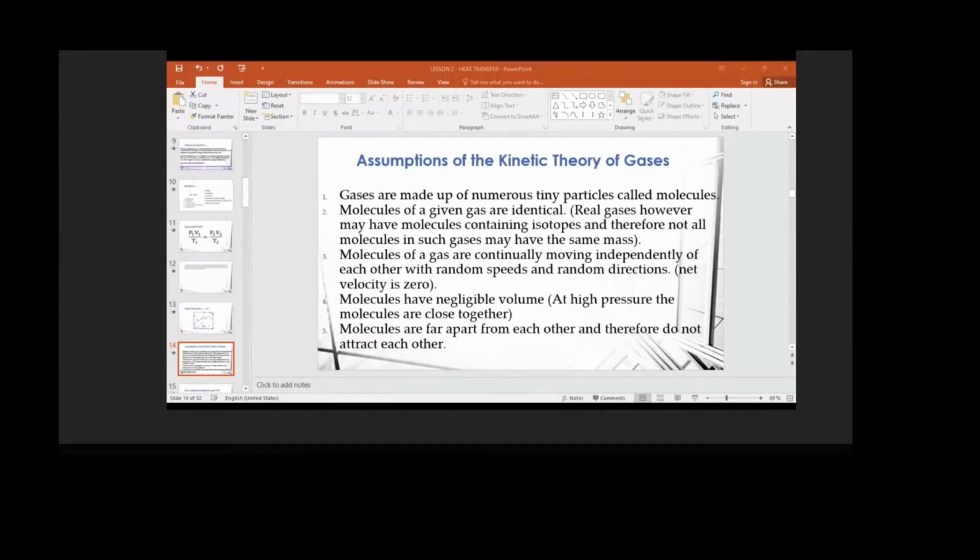Molecules have negligible volume. At high pressure, the molecules are close together. And then the last one is molecules are far apart from each other and therefore do not attract each other. So the kinetic theory of gases states that there is no attraction between the molecules.